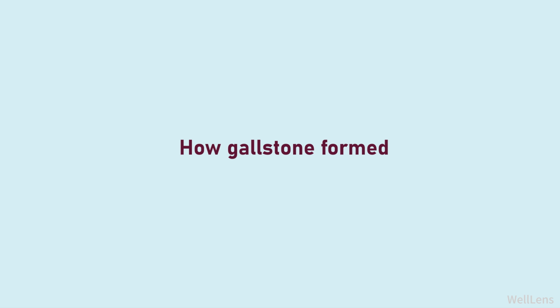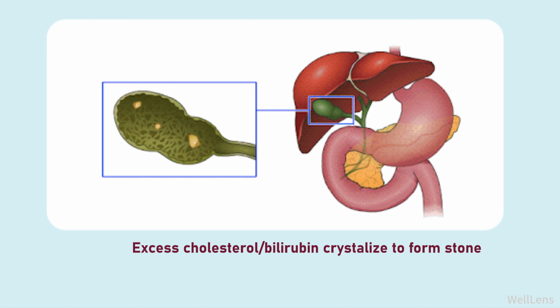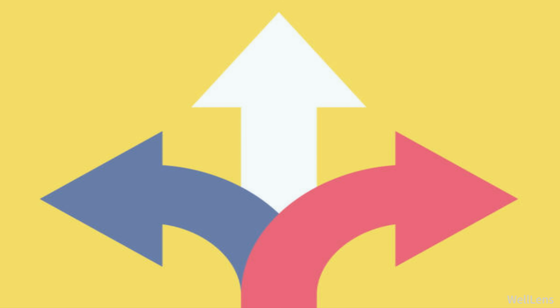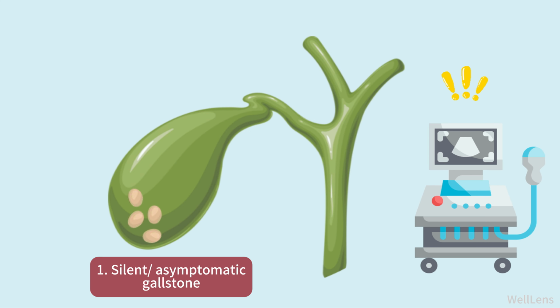Gallstones develop due to an imbalance in the composition of bile. If the liver secretes too much cholesterol or bilirubin, it can crystallize and form stones. Gallstones can take different paths, each leading to different symptoms and complications. 1. Silent gallstones, asymptomatic. Many gallstones remain in the gallbladder without causing symptoms. These stones are often found incidentally during imaging for another condition.